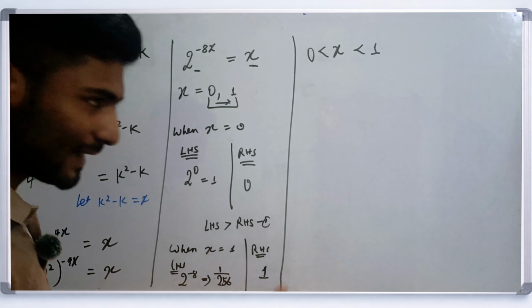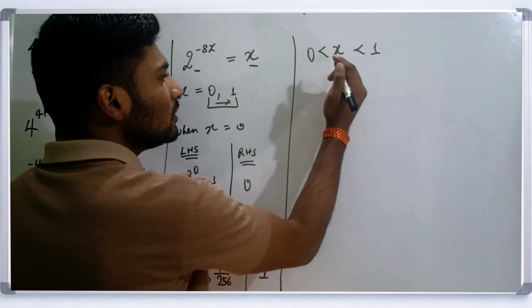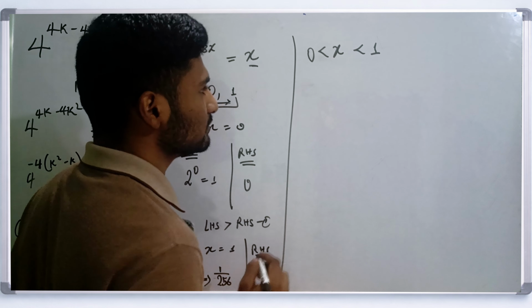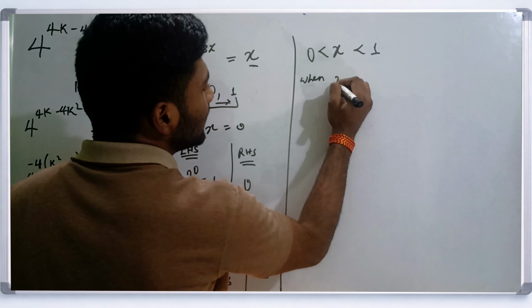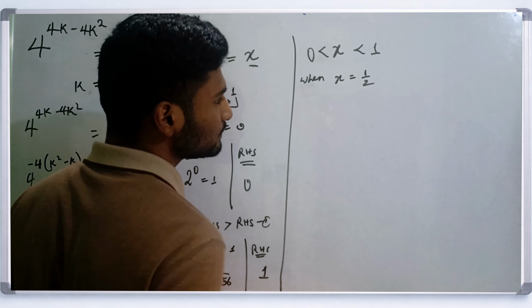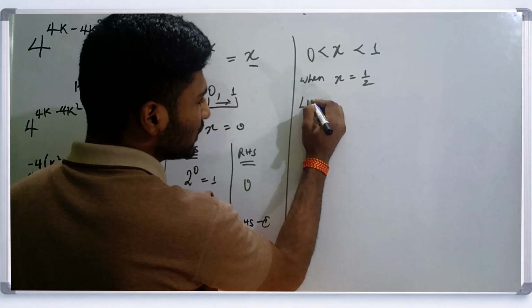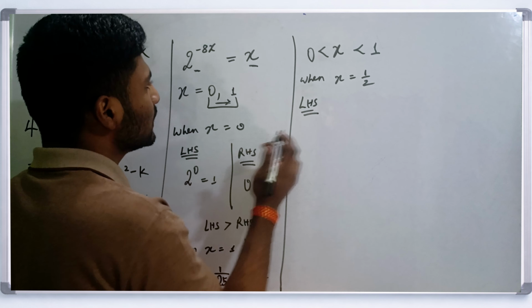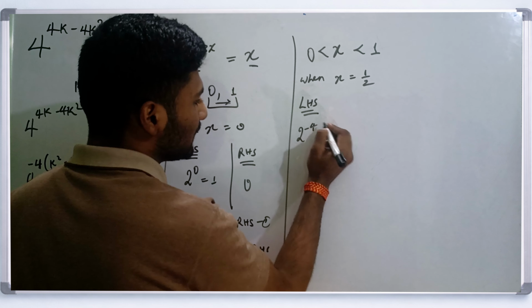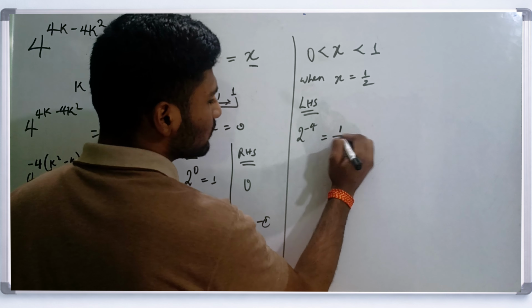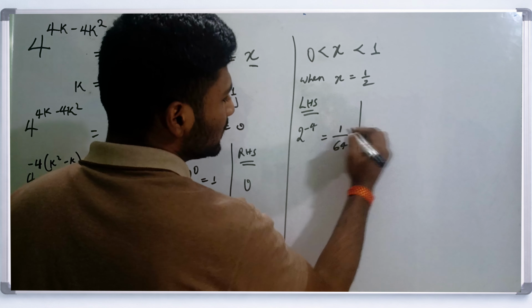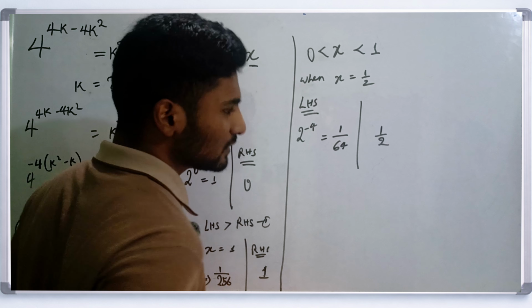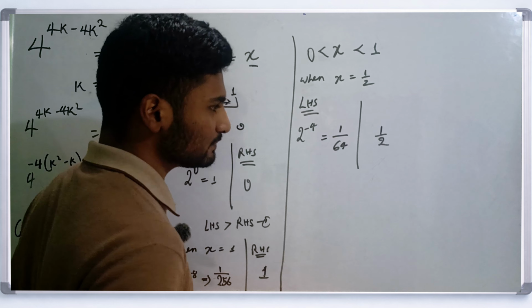So now, for reference, let's try the middle value of 0 and 1. Let x be equal to 1 by 2. When x is equal to 1 by 2, we get LHS as 2 raised to the power minus 8 times 1 over 2. We get 2 raised to the power minus 4, which is the same as 1 over 64. And on the right side, we get 1 over 2.